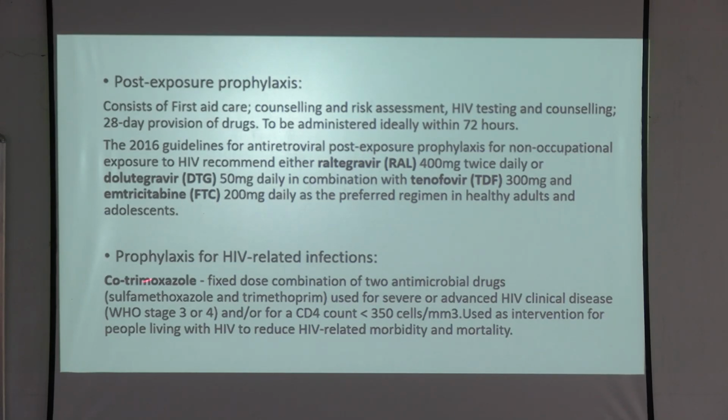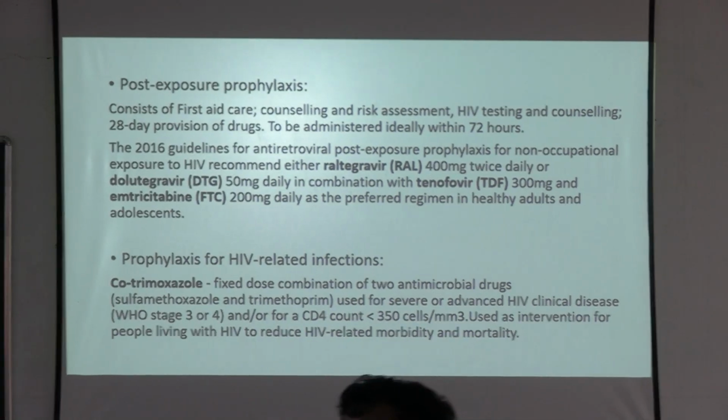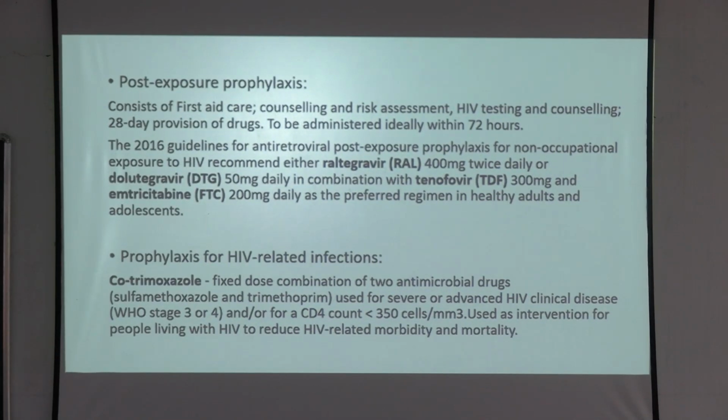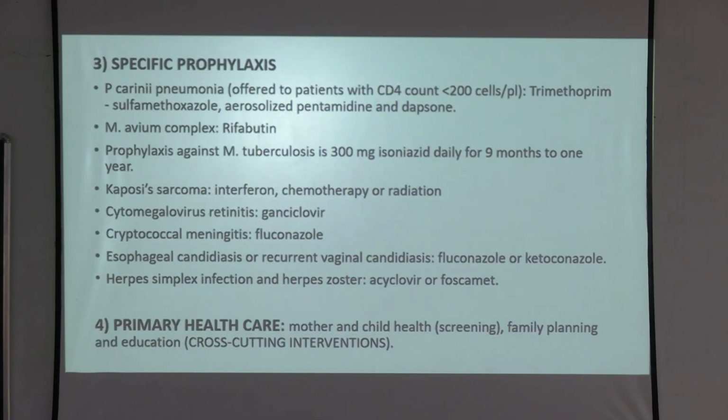And what are the prophylaxes for HIV related infection? In our government setup, we only supply cotrimoxazole for all kinds of opportunistic infection. But there are some specific prophylaxes that you should know about. First off, what is P. carinii? What does P stand for?